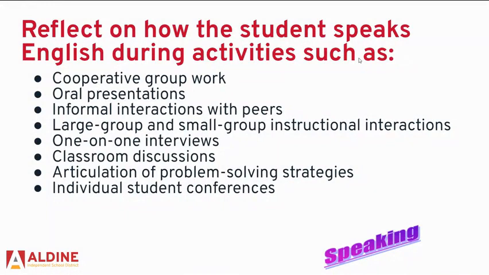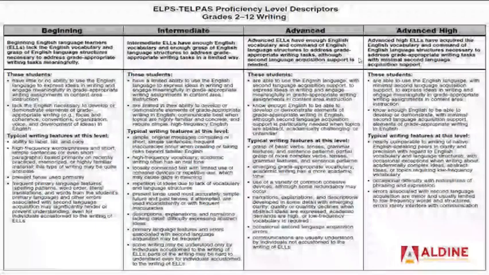Reflect on how the students speak English during activities such as the following. This list of activities is not exhaustive. Teachers may identify other appropriate activities suited to the grade level taught. Think about activities that provide good indications of students' speaking proficiency levels and differences observed when EBs with different proficiency levels speak during cooperative group, classroom discussions, or oral presentations.